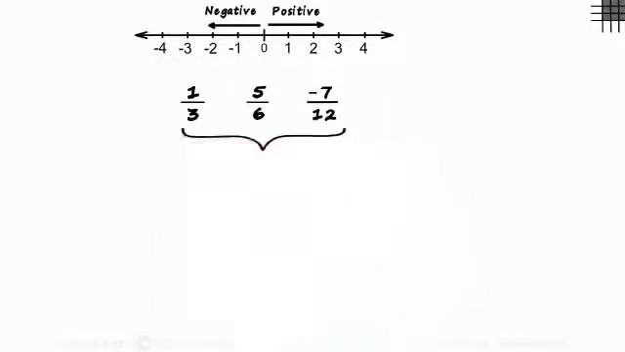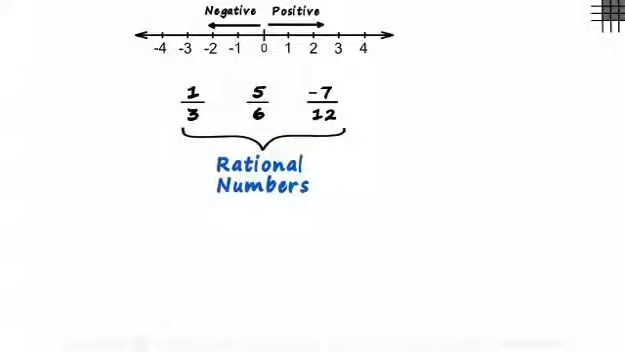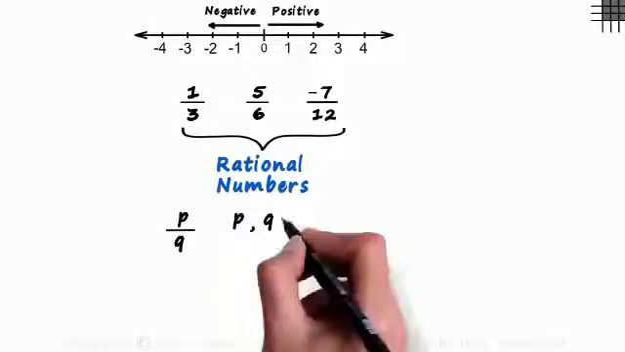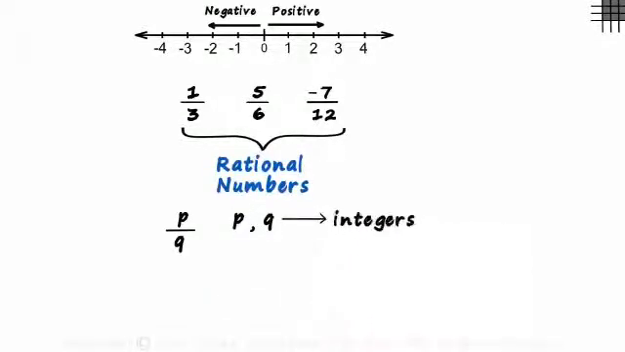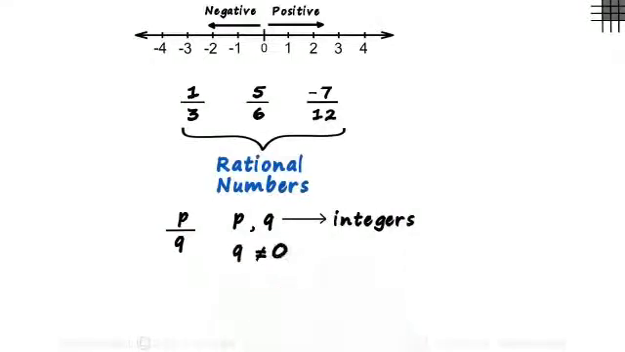Such numbers are called rational numbers. But we need to define them well. We cannot say numbers like these are rational numbers. We say that they are of the form p by q. One number in the numerator and one in the denominator. But there are a few conditions we need to know. P and q should be integers. We can have only integers in place of p and q. And there is another important condition. Q should not be equal to 0.